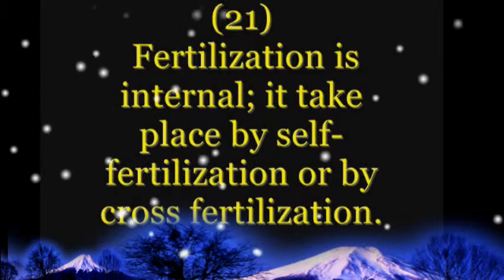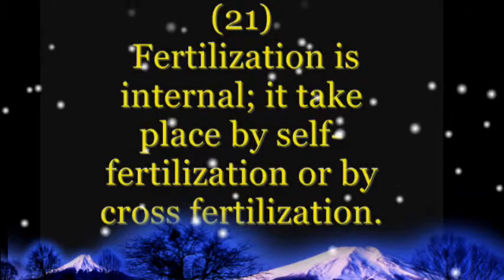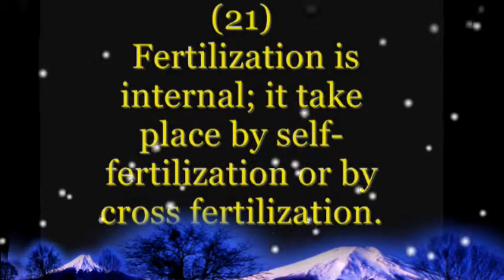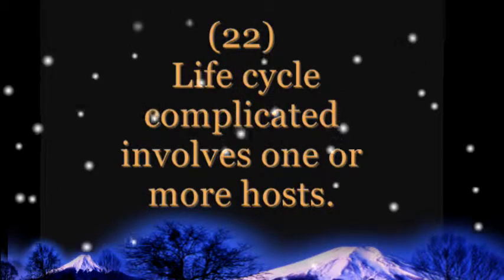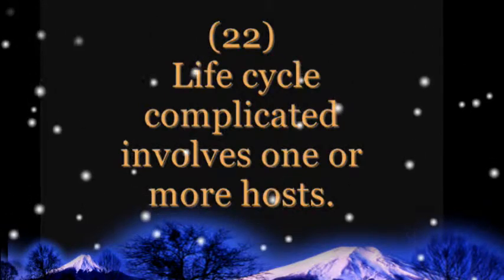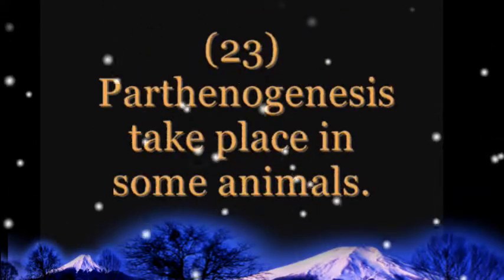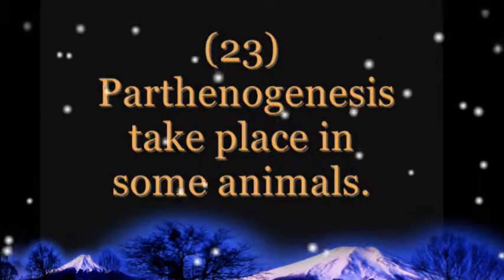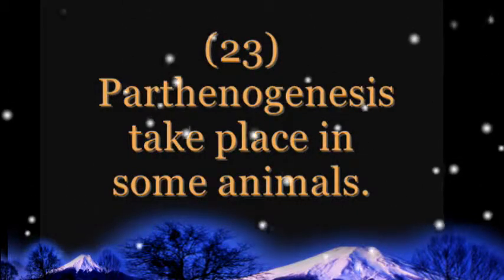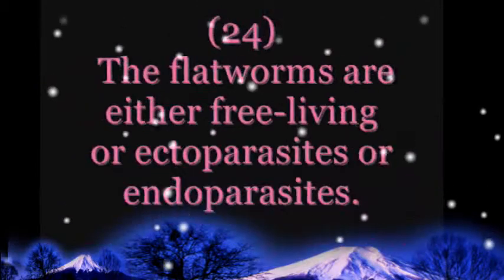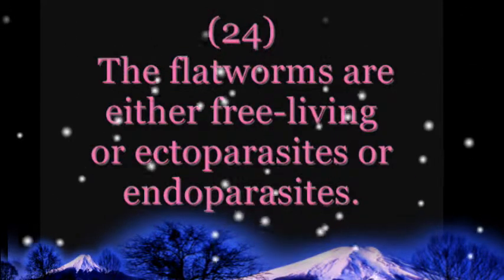Twenty-one. Fertilization is internal. It takes place by self-fertilization or by cross-fertilization. Twenty-two. Life cycle complicated, involves one or more hosts. Twenty-three. Parthenogenesis takes place in some animals. Twenty-four. The flatworms are either free-living or ecto- or endoparasitic.